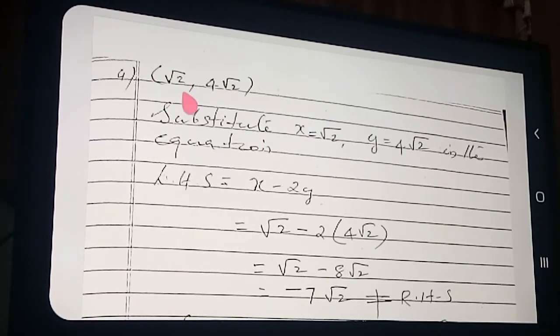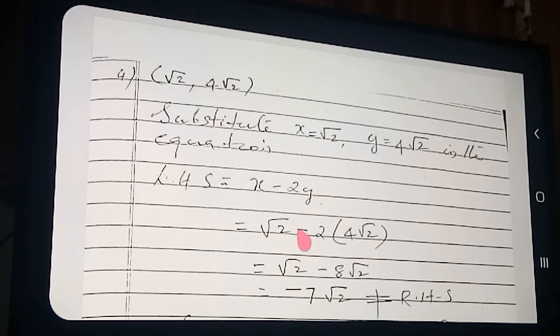Now the same. What's the value of x? Root 2. And what's the value of y? 4 root 2. So substitute these values in the equation. See the LHS, x minus 2y. Substitute here: in the place of x you apply root 2, and in the place of y you apply 4 root 2.